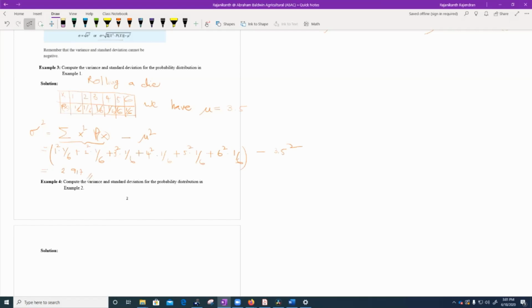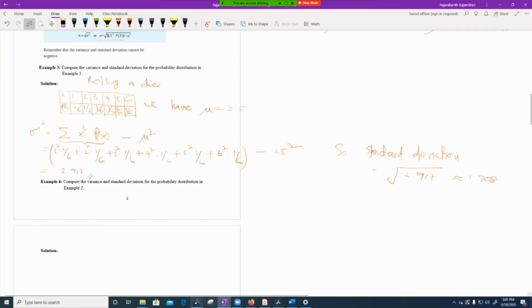Since the variance is that, the standard deviation for the problem is simply the square root of your variance answer, which is the square root of 2.917. So that is approximately 1.708.